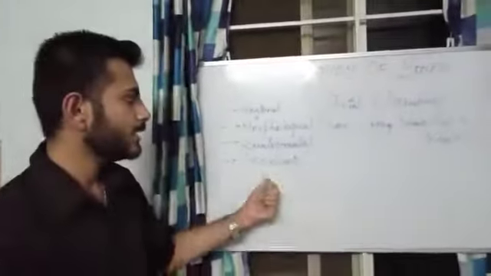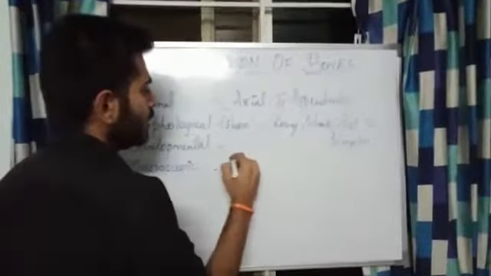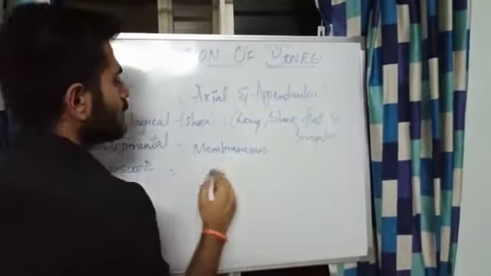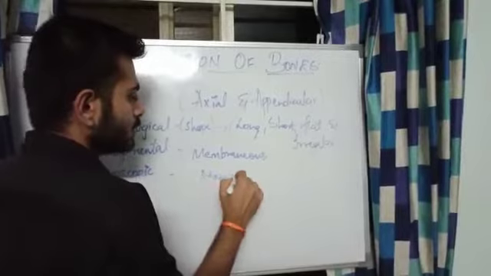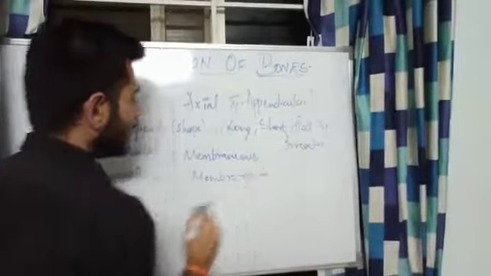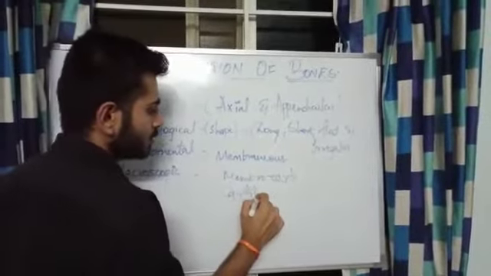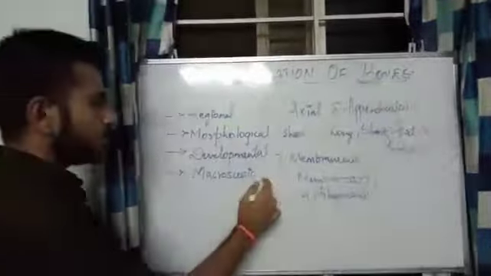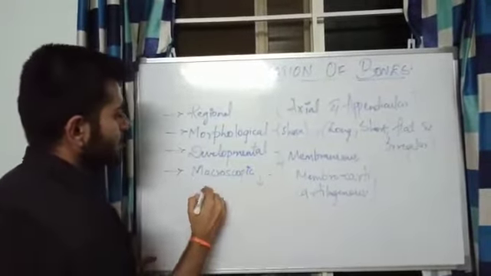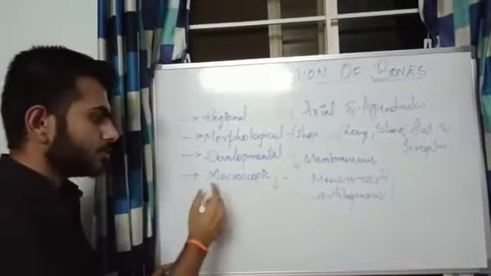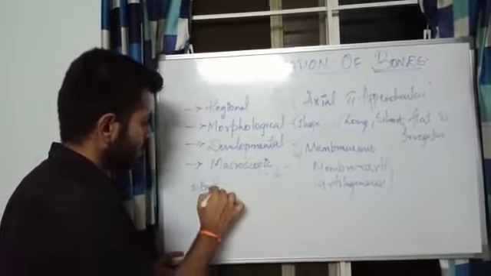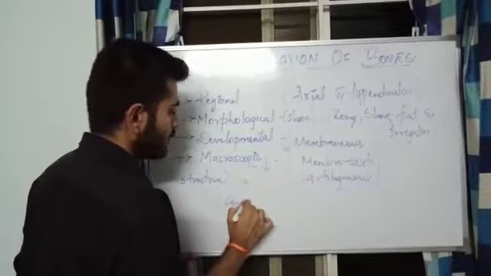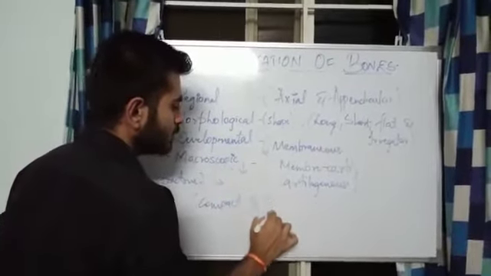Next, coming on to the developmental type, we have three types, that is the membranous bones, the membrocartilaginous and we have the cartilaginous. Coming on to the macroscopic type, by macroscopy I mean here is the structure. So by structure we can divide the bones into two, that is the compact bone and the spongy bone.